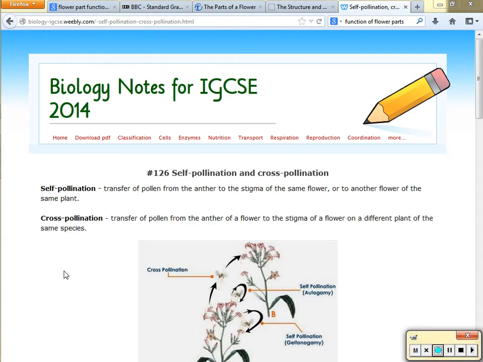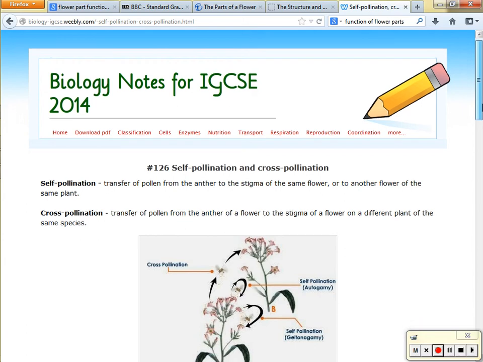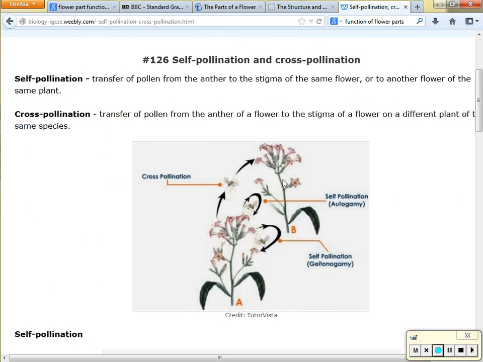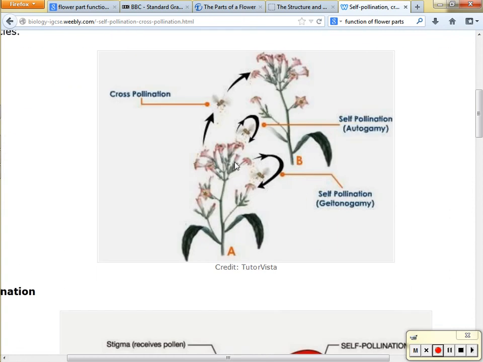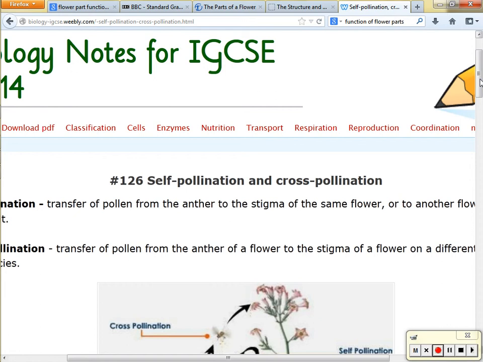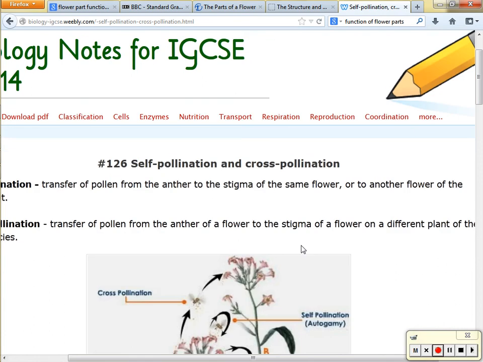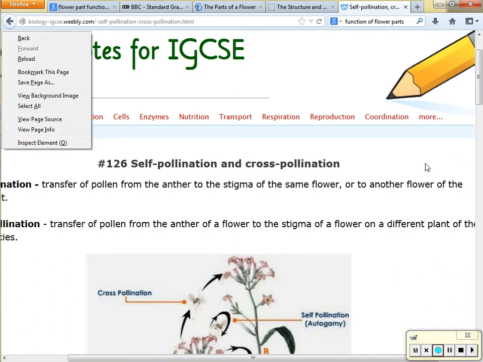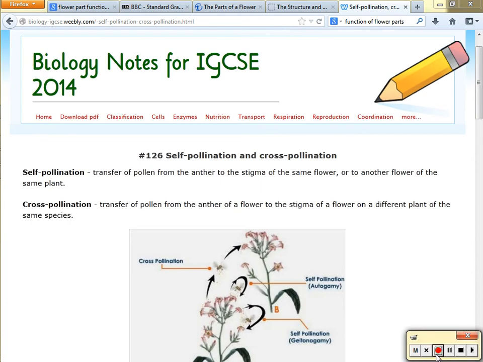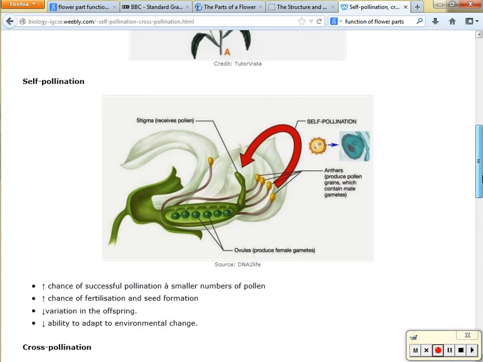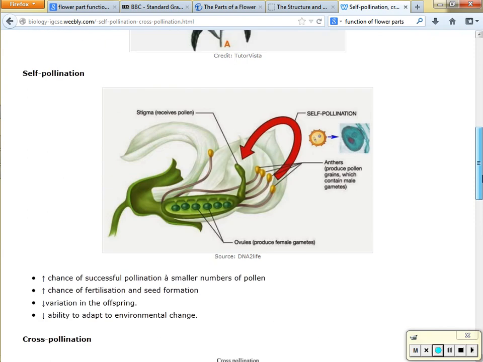So we're going to steal someone else's notes on self-pollination versus cross-pollination. And let's just take a look at this picture here. Self-pollination is when the pollen of a flower goes to the stigma on the same plant. And then cross-pollination is when it goes from one plant to another. Okay, so you have a definition here. So many definitions, and then the pros and cons, all right?